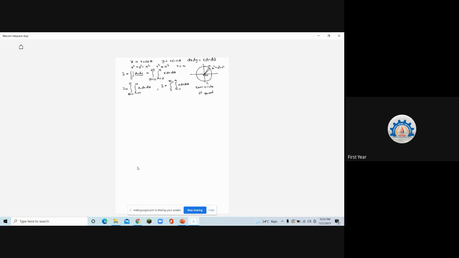Okay, now this was a simple circle with center at 0, 0 and radius a. Suppose this is your question: find the area covered by the curve x square plus y square is equal to 2ax, over the entire region. Fine. So what are you going to do? You have to draw this first.